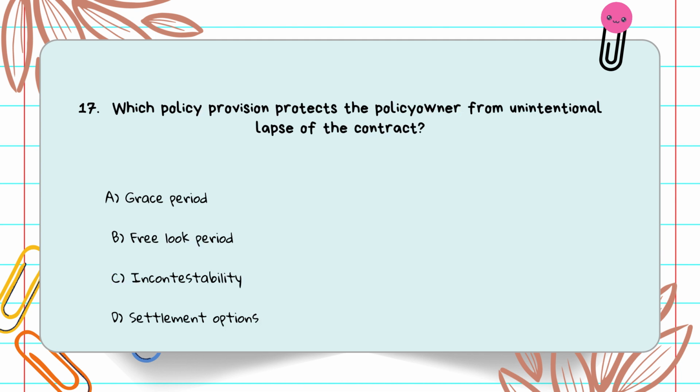Question number 17. Which policy provision protects the policy owner from unintentional lapse of the contract? A, grace period. B, free look period. C, incontestability. D, settlement options. The grace period protects you from an unintentional lapse. It gives you time, usually about 30 days, to make a late payment before your policy ends. The answer is A, grace period.